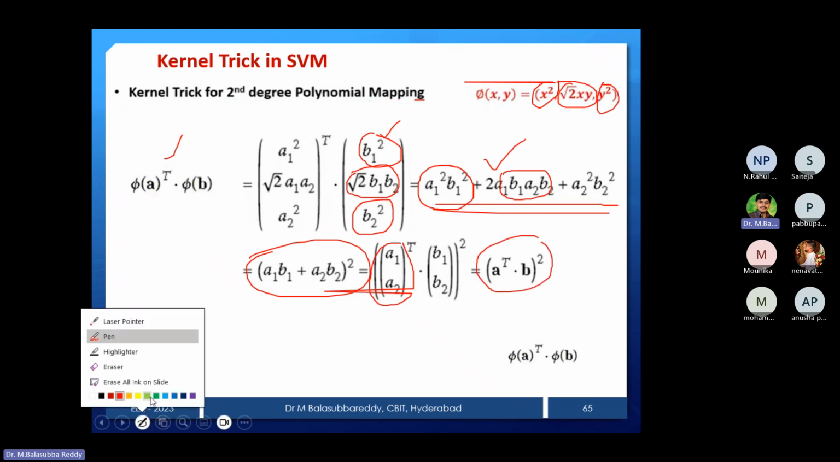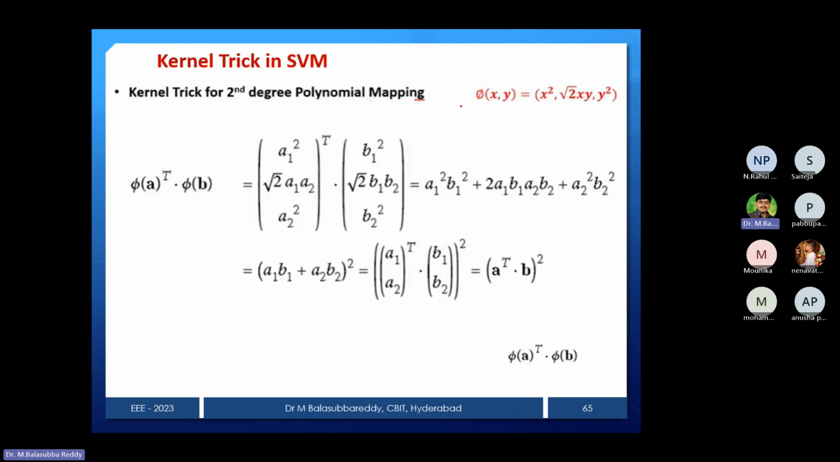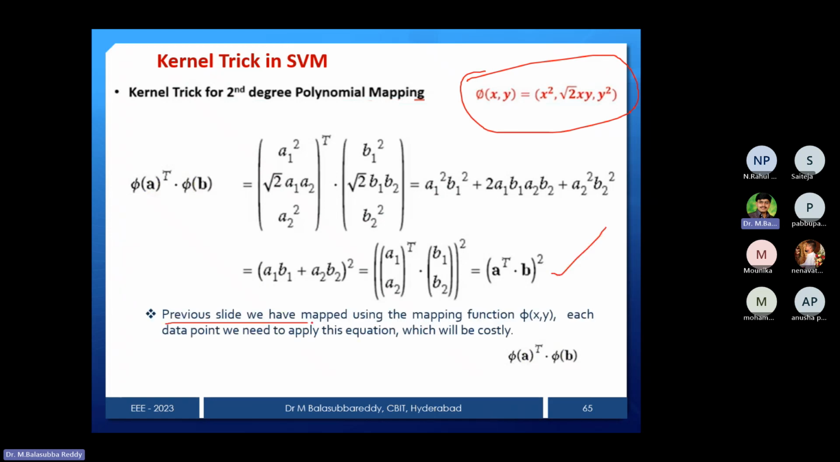So that is the formula. I will show the examples also. Instead of using this for each point, we are able to do it directly in one step. In the previous slides, what we showed you is the mapping phi of x comma y, where you have to use this formula. That is complicated. Each data point we need to apply this equation to get the new data point. But it is costly because thousands, lakhs of data points are there, and each data point we have to use this formula. It will be costly.